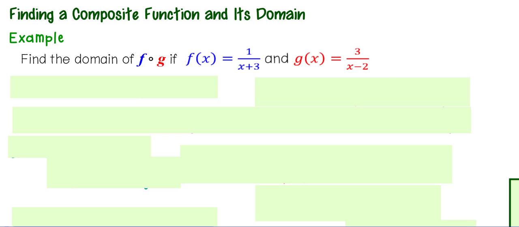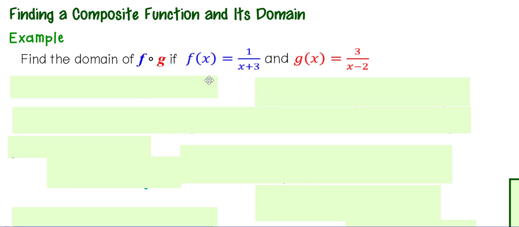In this next example, in finding a composite function its domain, we're going to look at some rational functions. Find the domain of f composed of g if f of x equals 1 divided by x plus 3 and g of x equals 3 divided by x minus 2.